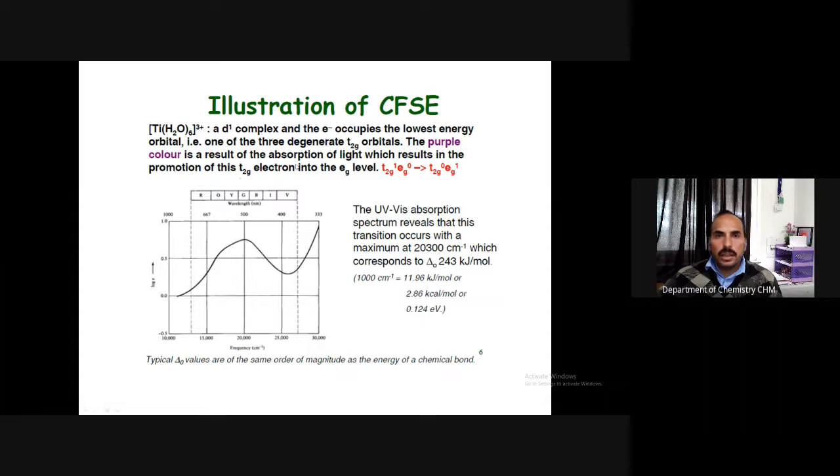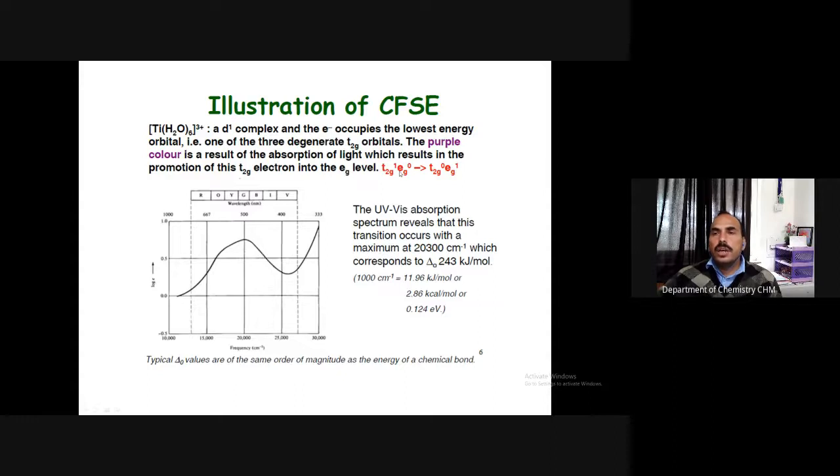It is purple in color if you make a solution of it, and it is a d1 system, having only one electron in the d subshell. When the splitting takes place in this octahedral system, t2g and eg energy levels will be created. So the configuration is t2g1 eg0. When you excite it, you form t2g0 eg1.